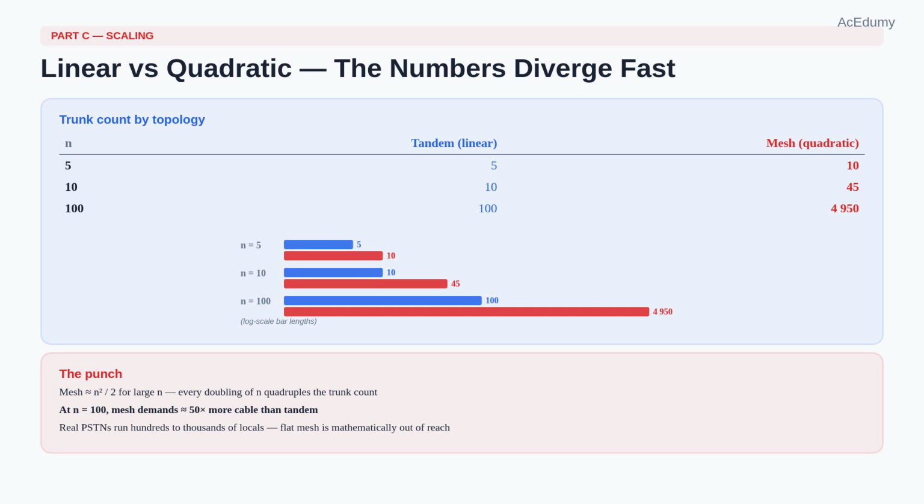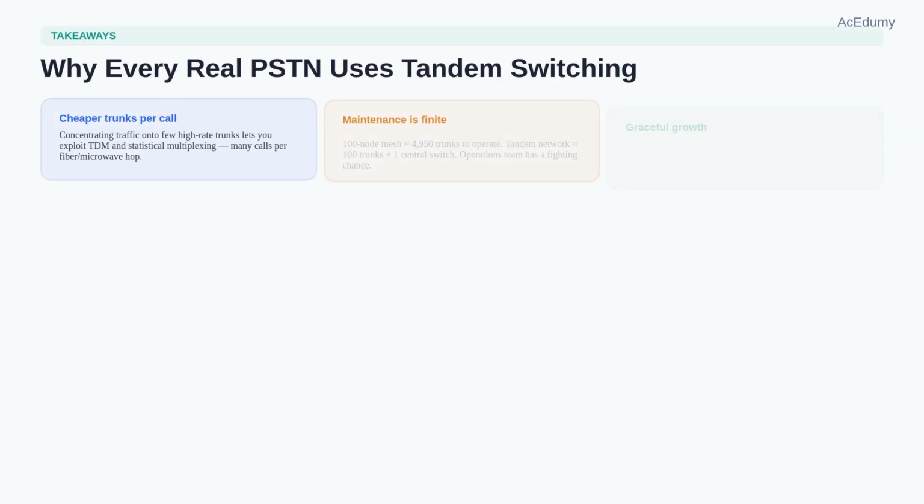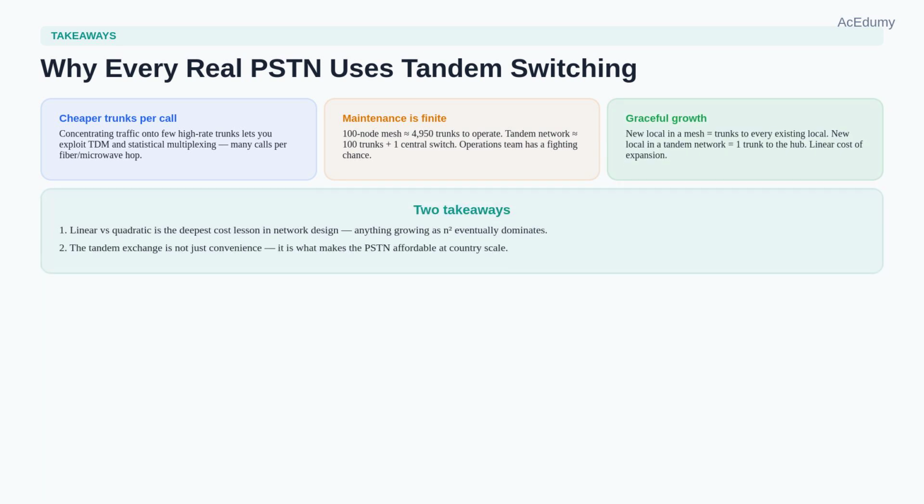And these numbers are still small in PSTN terms. Istanbul has hundreds of local exchanges, the country has thousands. If you ever wondered why PSTNs are not built as flat meshes, this is the entire reason. The math punishes you fast. So why does almost every real PSTN use tandem switching? 3 reasons, beyond the obvious trunk count.